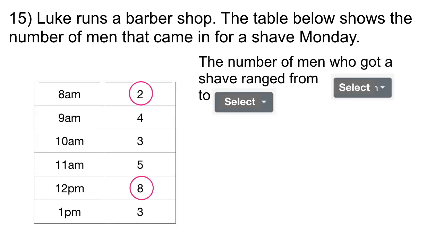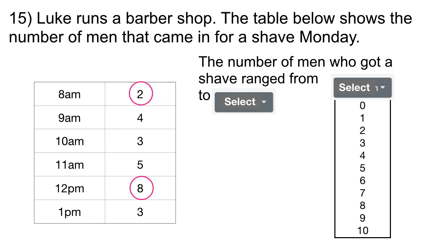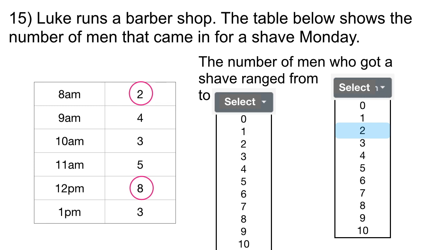So you would go back to your question, hit that drop-down menu, and the range we said is 2. And then on this side, we said that the highest number was 8. So at noon, there were 8 people.